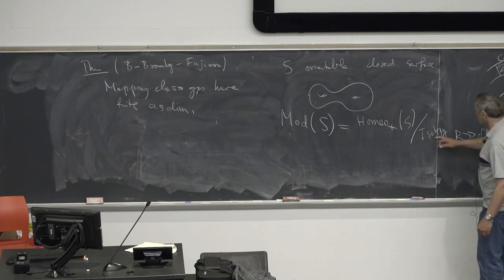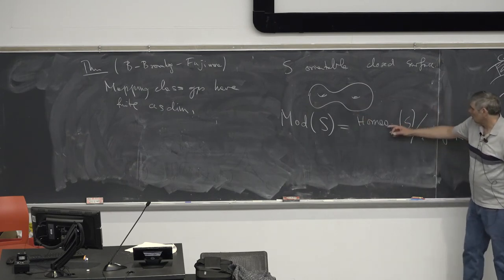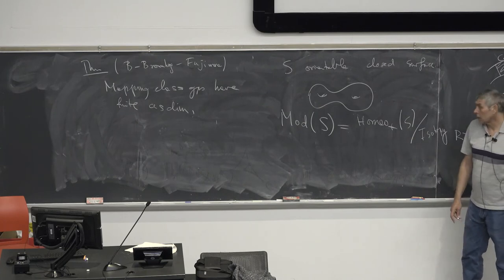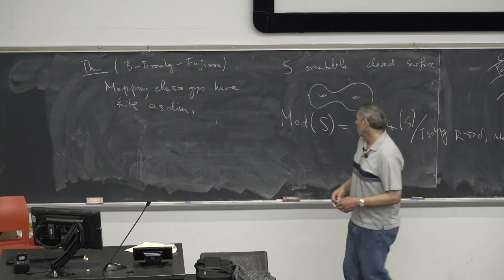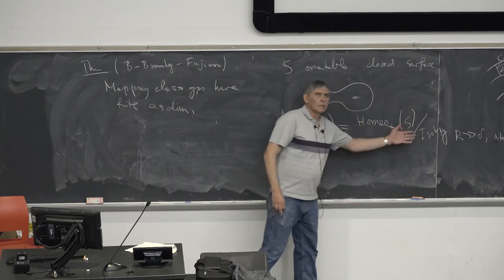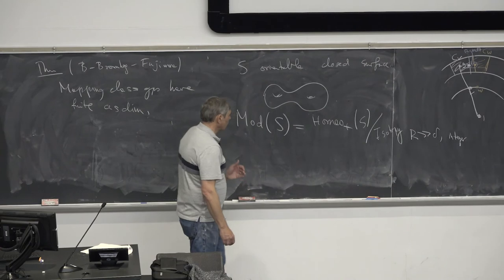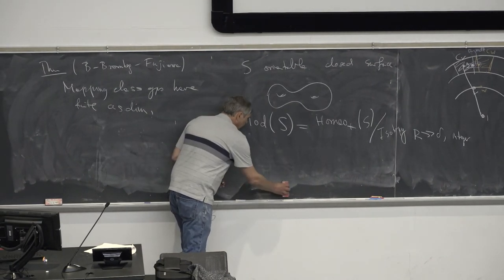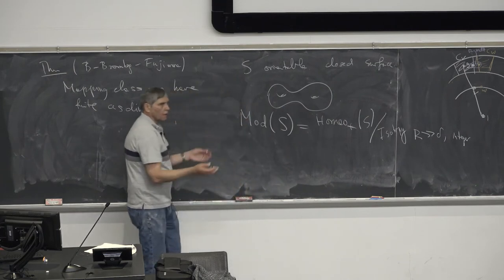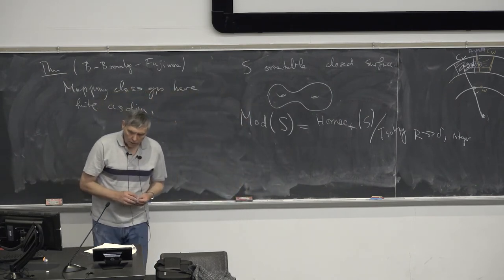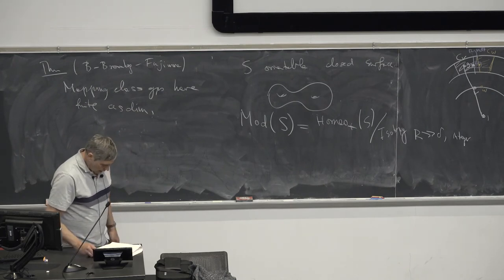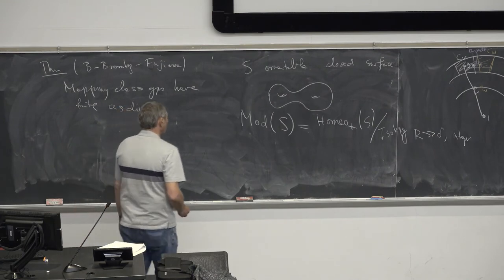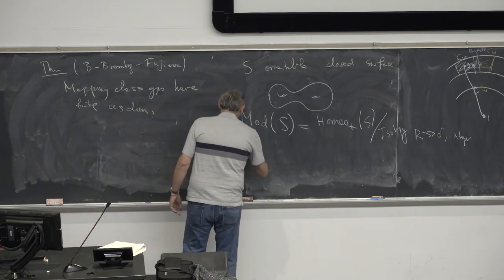So the subgroup of the homeomorphism group consisting of homeomorphisms isotopic to the identity is exactly the component of the identity. So you're really looking at the group of components of the homeomorphism group. And this is a nice group. It's a discrete group, and not only finitely generated, finitely presented, but it has all kinds of finiteness properties.